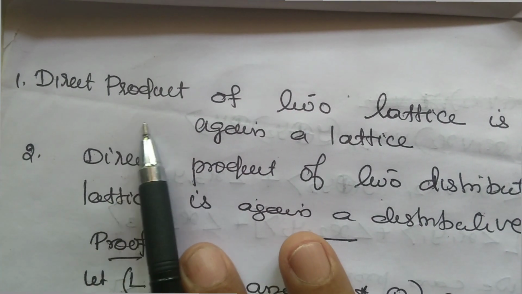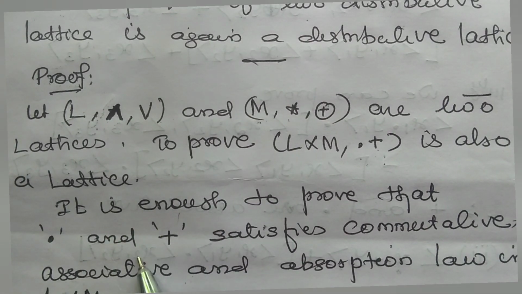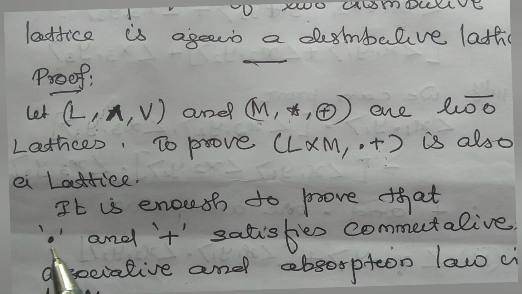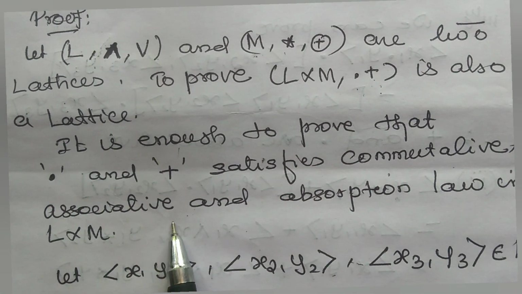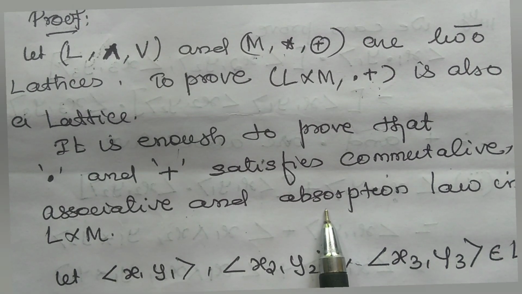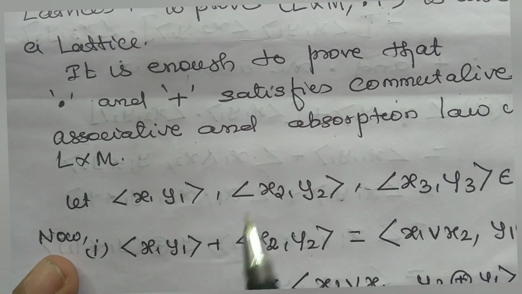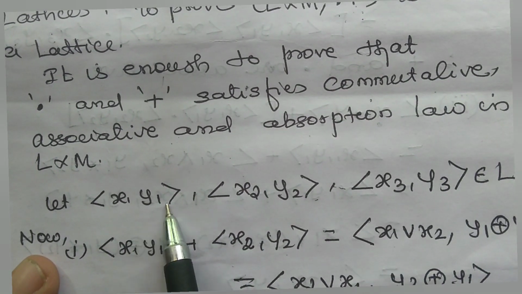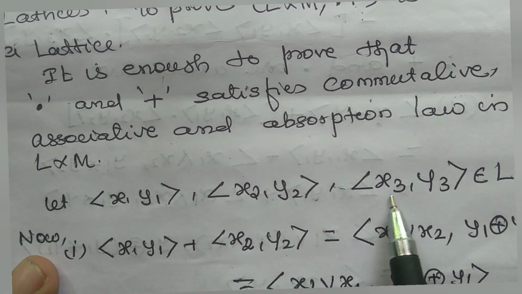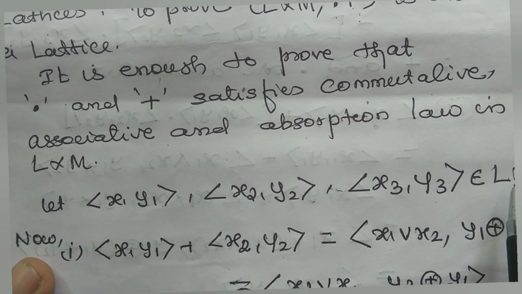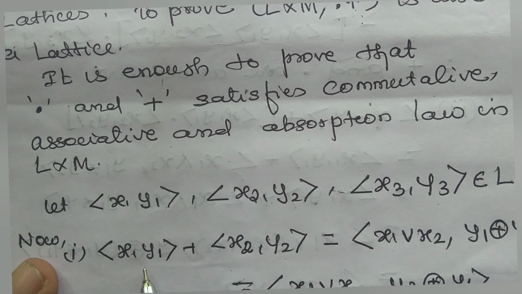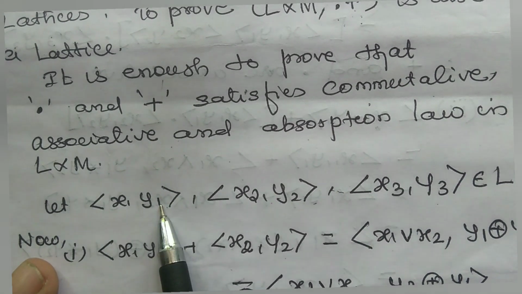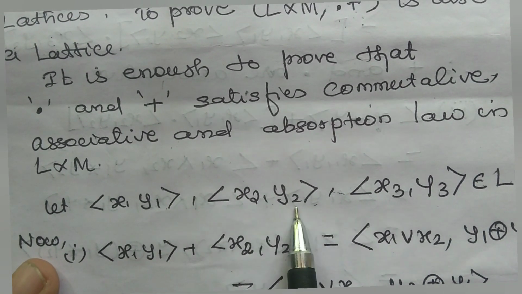In this video, we have to prove that this dot and plus satisfy the commutative law, the associative law, and the absorption law. For that, we take three elements, x1, y1, x2, y2, x3, y3, because the elements of L cross M are ordered pairs. First we take the commutative condition, that is A star B, where A is equal to (x1, y1) and B is equal to (x2, y2).